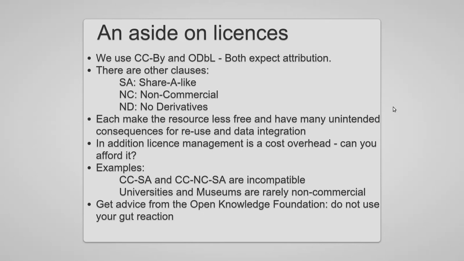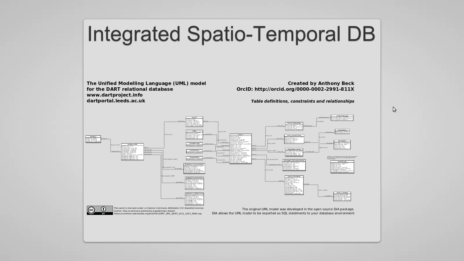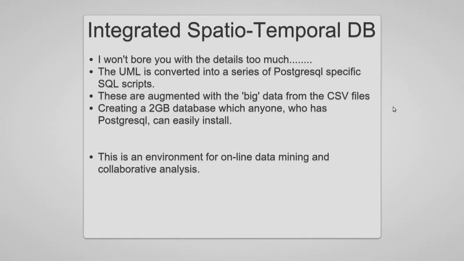And universities and museums are rarely non-commercial. A lot of people have a gut feeling that they shouldn't release their data to commercial exploitation. It actually has a whole heap of unintended consequences, so do get advice on these issues. We've also produced an integrated spatial temporal database. Here is the UML model for this database.